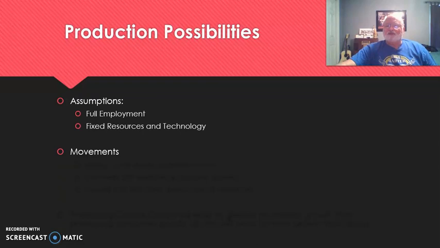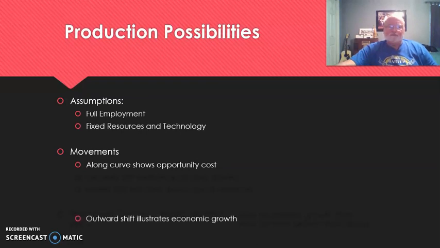What would shift the PPF? If you move along the curve, remember the PPF looks like a triangle with a line, either a straight line if the trade-offs are fixed, or bowed out if there are increasing opportunity costs. We'll be going over that again. But if you move along the line, all that's showing is opportunity cost.